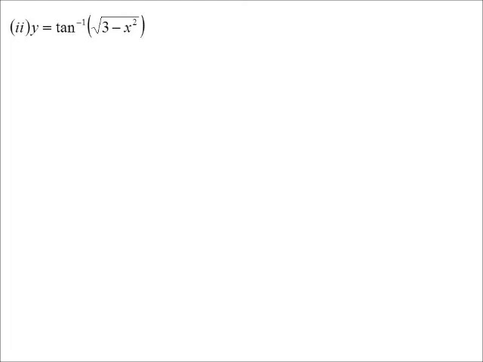Let's have a look at this one. Inverse tan of the square root of 3 minus x squared. Now the domain for tan, or inverse tan, is all real x. However, in this case, I've got a square root, which is going to put some restrictions on that all real x. Because I still have to satisfy the domain of root 3 minus x squared, because that's what I'm substituting into. So 3 minus x squared has to be greater than or equal to 0. So I actually could only substitute numbers in between minus root 3 and root 3 for this one.